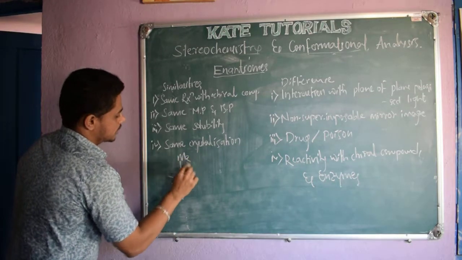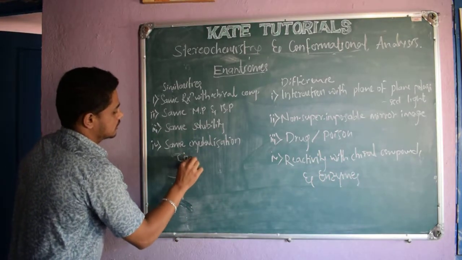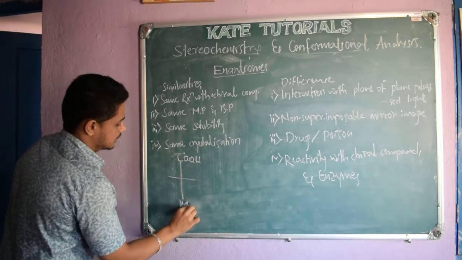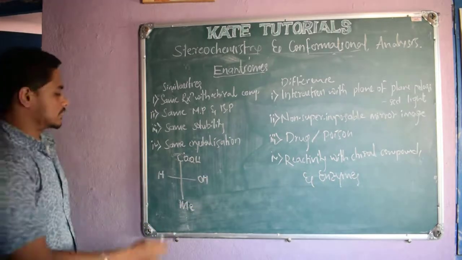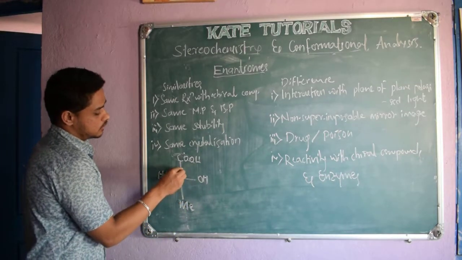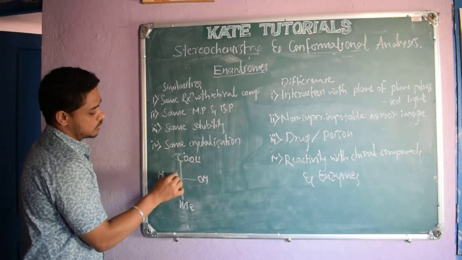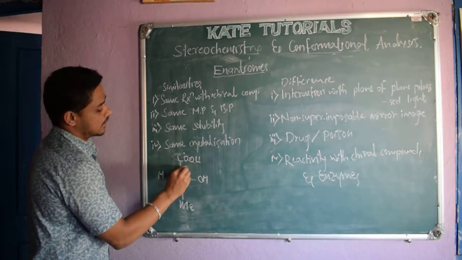Here methyl group, here COOH, let me write here COOH, here methyl, here hydrogen and here OH. If I ask you to give the configuration, you will give it by numbering 1, 2, 3. Since it is anti-clockwise, and hydrogen is above the plane, so this will be R.